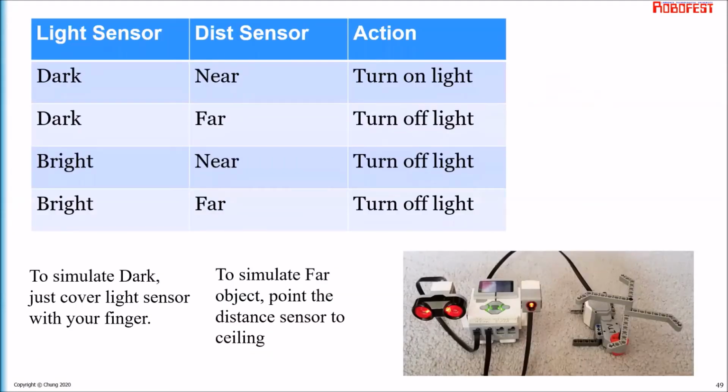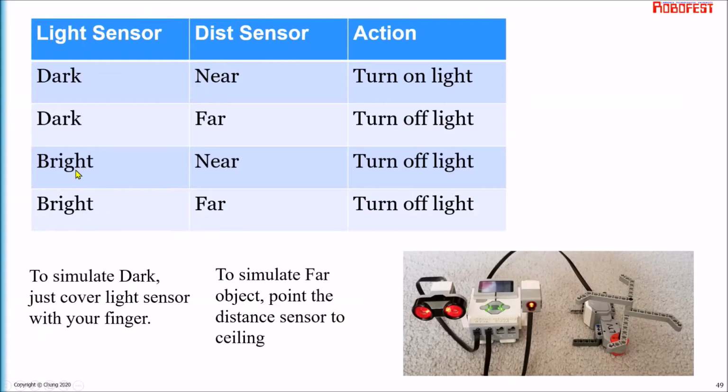Okay, so let's go. As I mentioned, you need to analyze the conditions to do this. So we have two sensors, light sensor and distance sensor. When the light sensor detects dark and something is near to the distance sensor, the action is turn on the light. Light sensor detects, oh, it's dark outside, but no one is there. Distance sensor is detecting no object near. Then don't turn on the light. Don't waste the energy. So turn off the light.